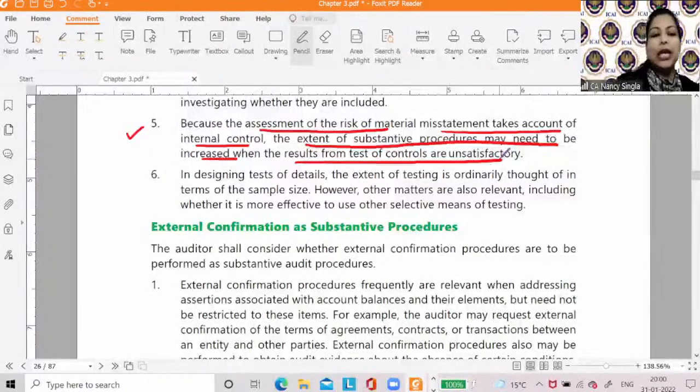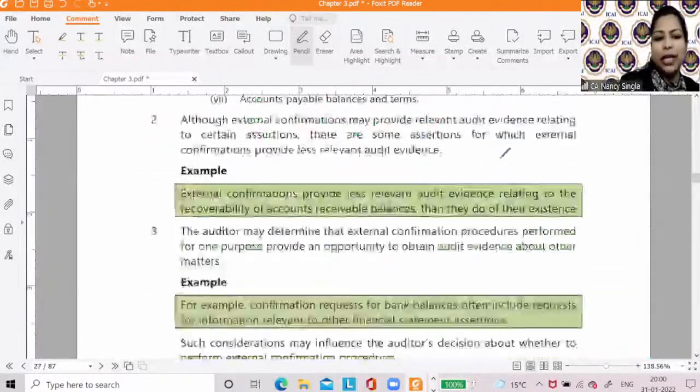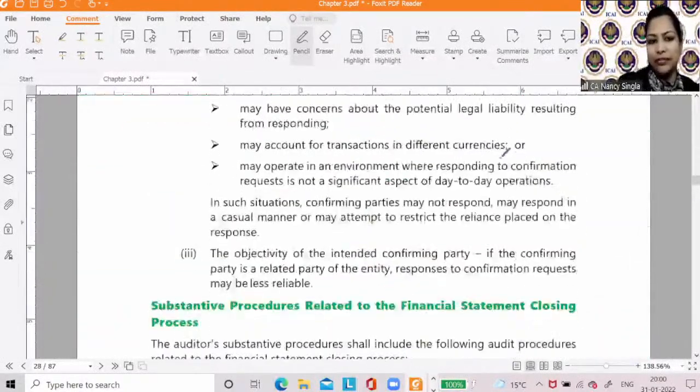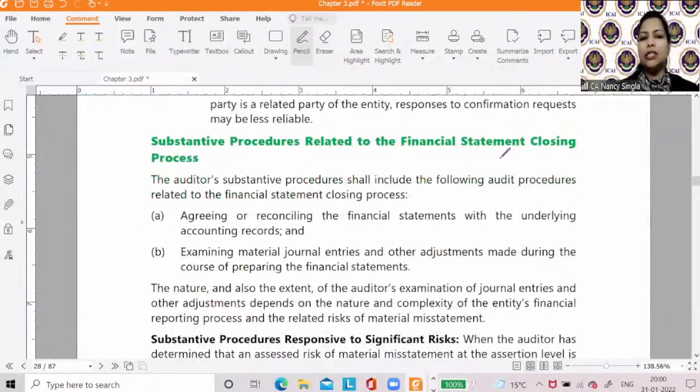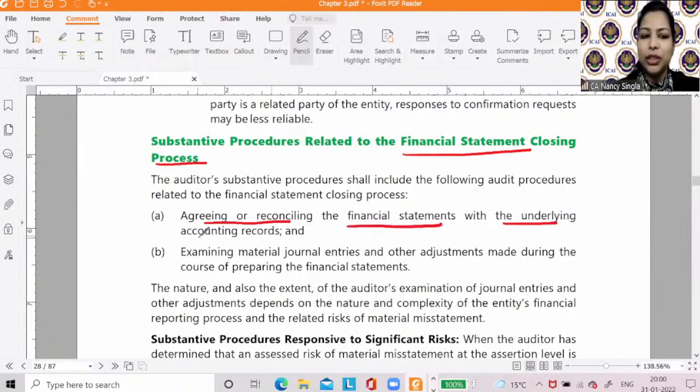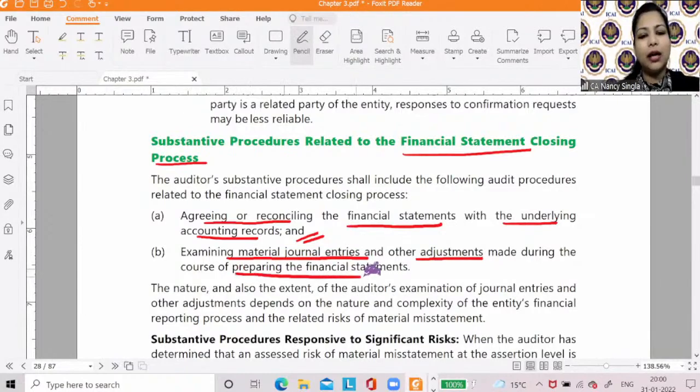Clear? Now, this external confirmation topic I'll be doing later on when I'll be doing SA 505 with you. There is this small topic: substantive procedure relating to financial statement closing process. That is when statements are being closed. At that time, what substantive procedures can the auditor do? It says that you will see whether financial statements are agreeing with the underlying accounting records. Simple. This we have already discussed. And see whether material journal entries and adjustments made are proper or not.